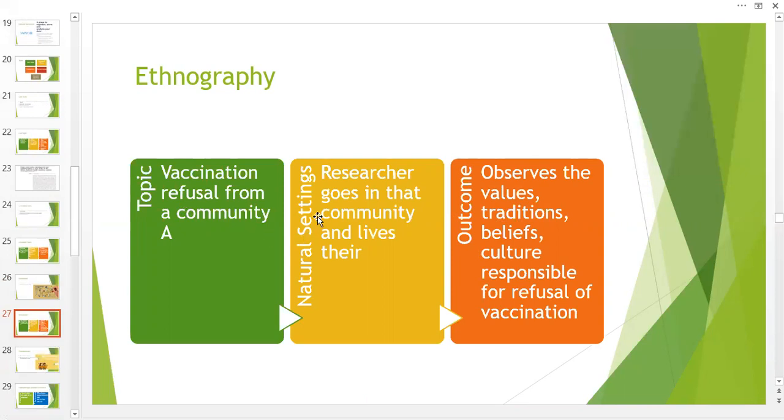In natural settings, the researcher will go into that community and live there and observe the people. An outcome would be to observe the values, traditions, beliefs, and cultures responsible for the refusal of the vaccination.